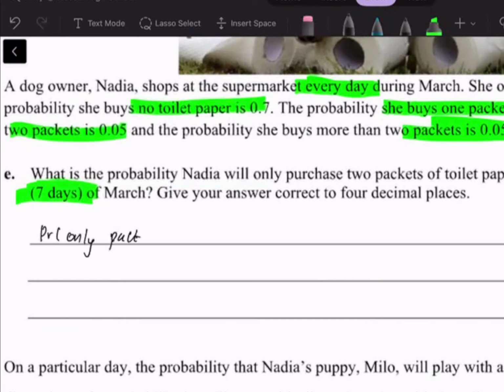Only 2 packs. We have the probability that she purchased them both on the same day, so 2 in 1 day. And we have 7 days of the week that could happen on. And then we also have the probability that she chooses 1 on 2 days.